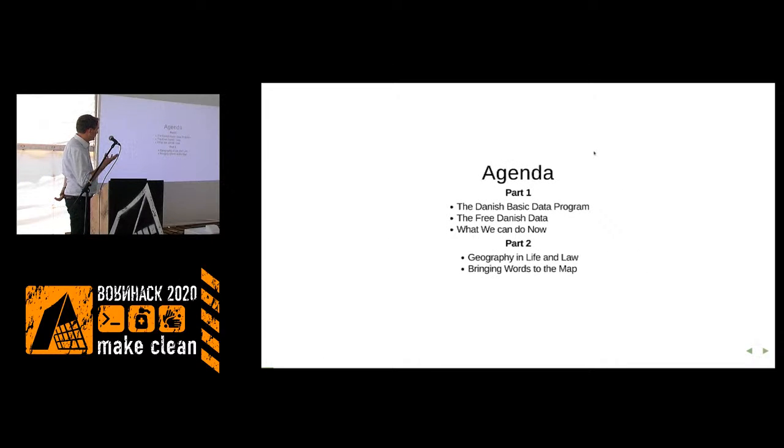So, for the first part, it's about the basic data program in Denmark, and which kind of data are free, and what we can do now, what we could do since 2013, but which is more and more enabled now. And part two is about geography in life and law. And I'm very scared to see that Rasmus is here, so you can correct me about the law, but I'll talk about my understanding of how we have been speaking about geography. And the last part is bringing words to the map.